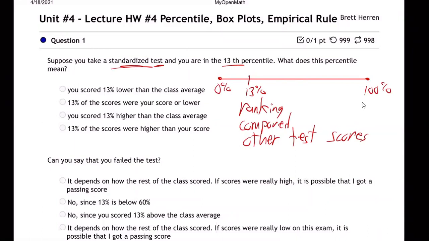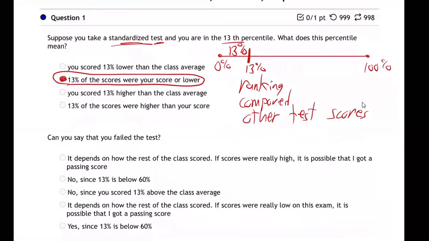So which one of these is right then? You scored 13% lower than the class average? No. 13% of the scores were your score or lower? Yeah, that's exactly it. 13% of the scores, right, where you're at, 13% of the scores are right there, right? You're 13% along the way. 13% of the scores are your score or lower. That's right.